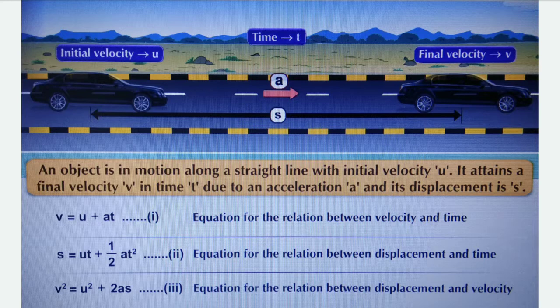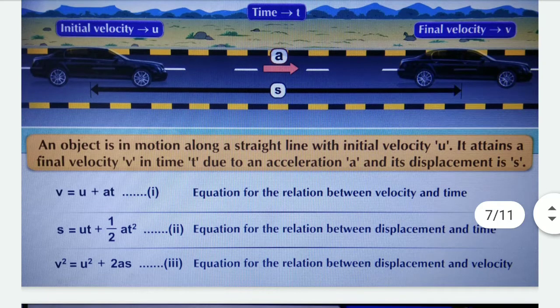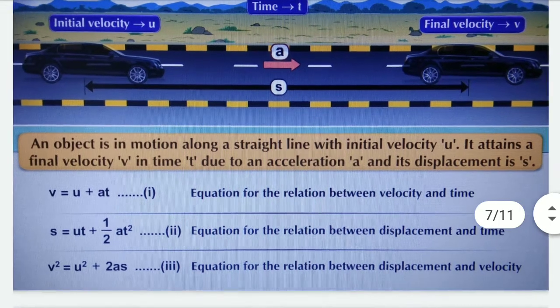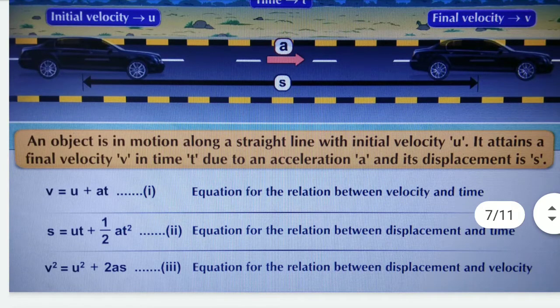Now we are going to learn these equations with the help of a graph. Equations of motion using the graphical method. Again, observe the figure. An object is in motion along a straight line with initial velocity u. It attains a final velocity v in time t due to an acceleration a and its displacement is s.